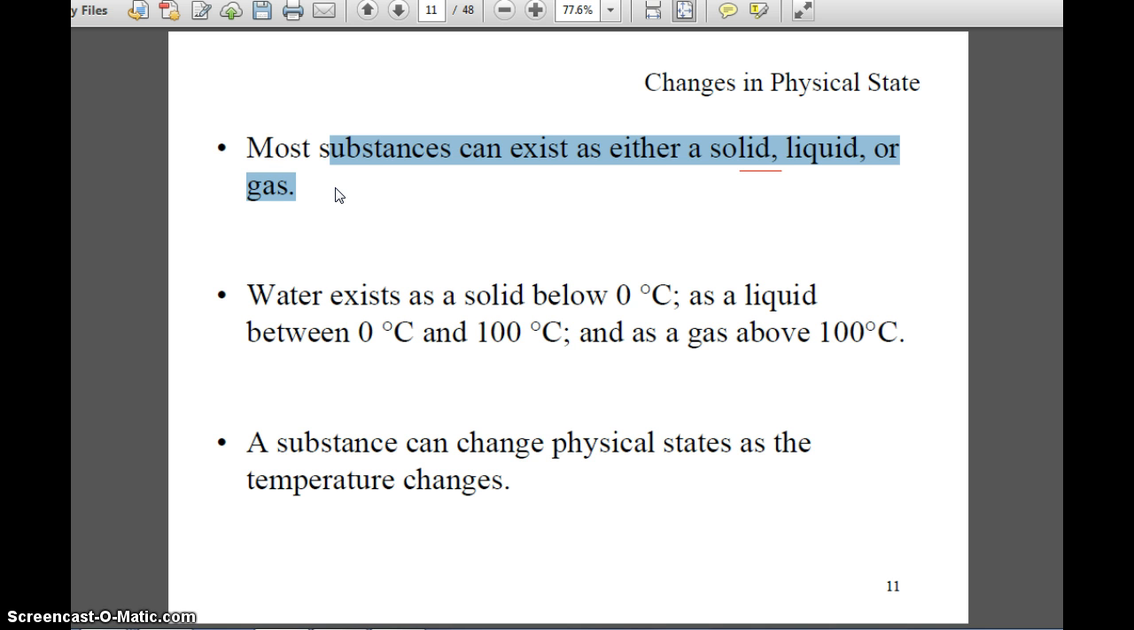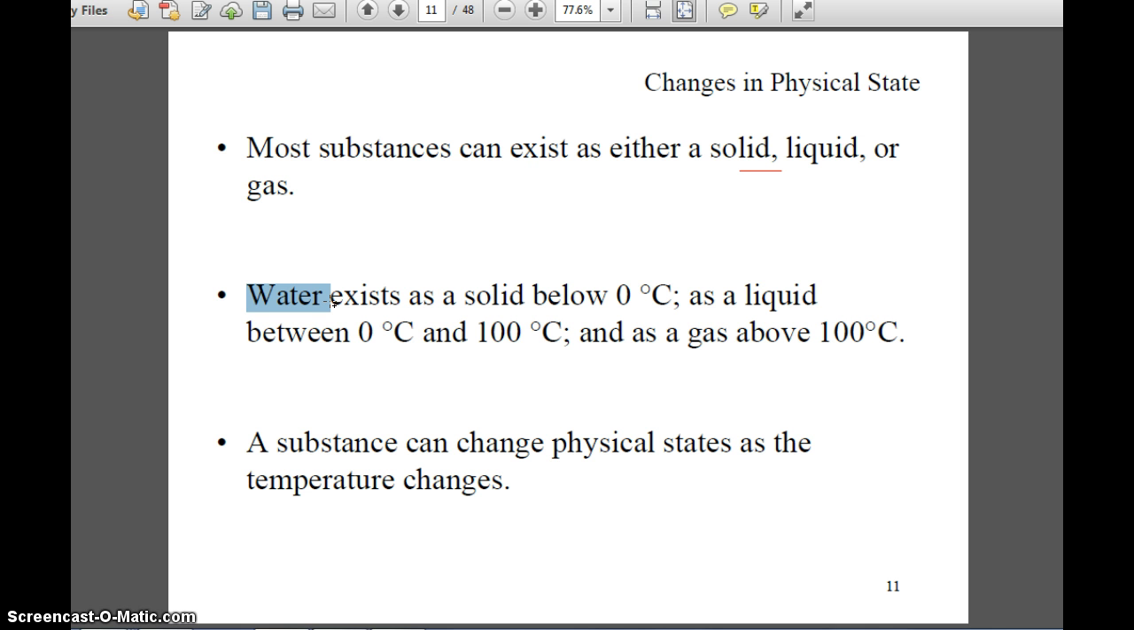And the best one to consider to understand all three of these is water, because we know how it exists. Water is a solid in the form of ice below 0 degrees Celsius. It's a liquid between 0 and 100, and above 100 it is a gas. So it's the easiest to understand. That's what we will go with.